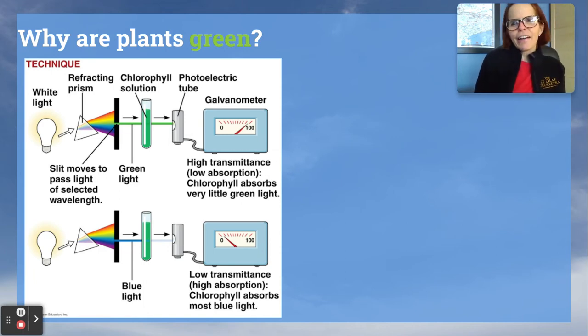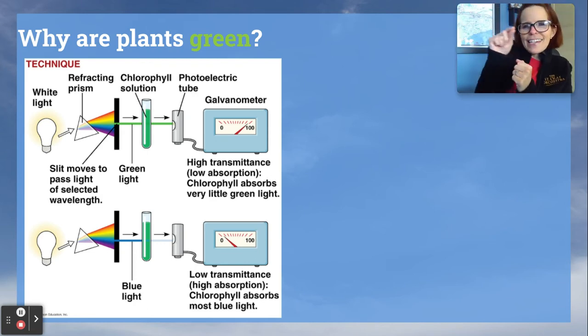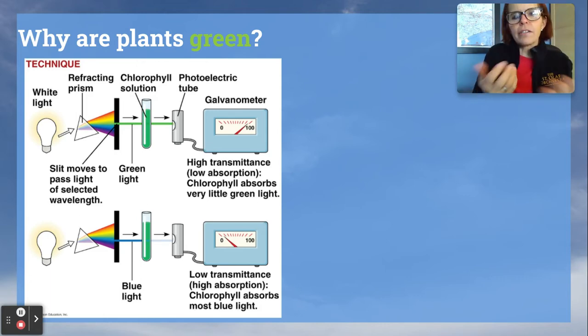Take a look at this diagram, super interesting stuff. If we have white light and we have a prism, the prism breaks it into a rainbow, and then we have a tool that has a teeny tiny little slot in it, we can allow just light of one color to pass through.